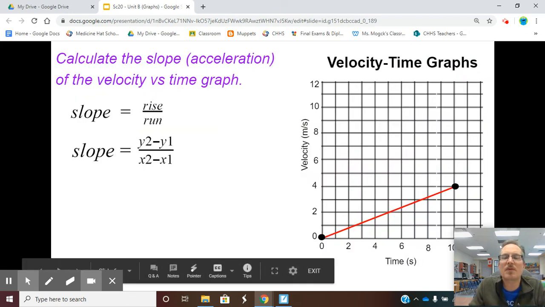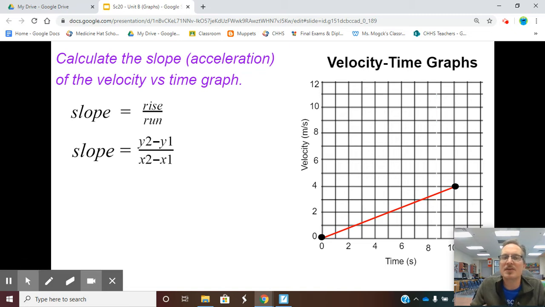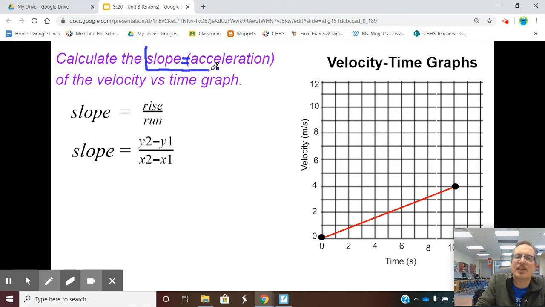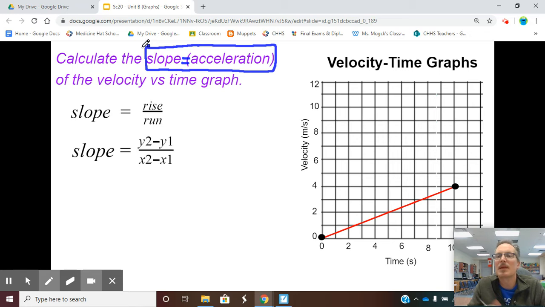Now, that was for position time graphs. If we take a look, this is not a position time graph. This is a velocity time graph, and there's a different rule for that. In a velocity time graph, when we calculate slope, slope will tell us the acceleration of our vehicle or whatever else we're doing. So in a position time graph, slope tells us the velocity. In a velocity time graph, slope tells us the acceleration.